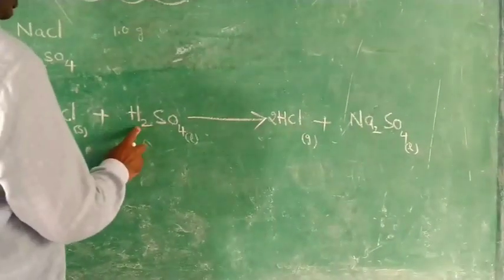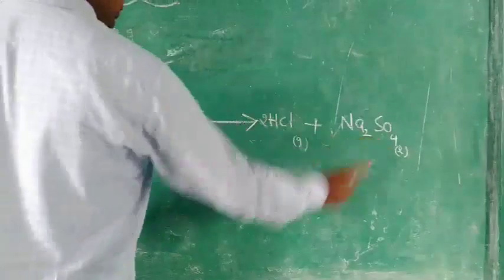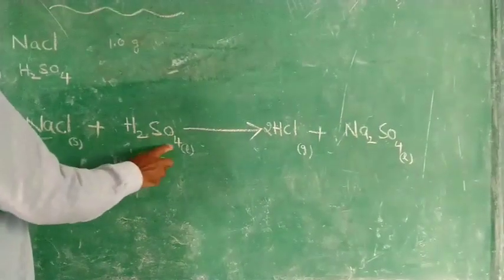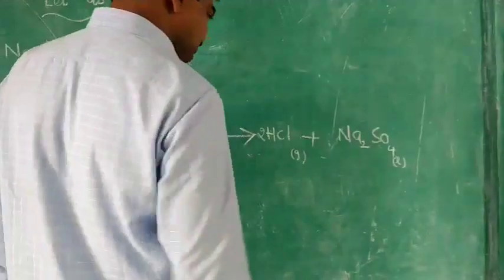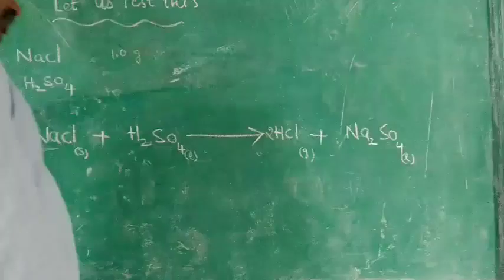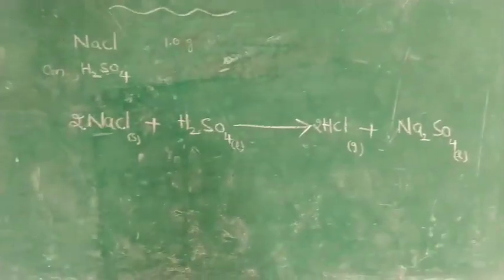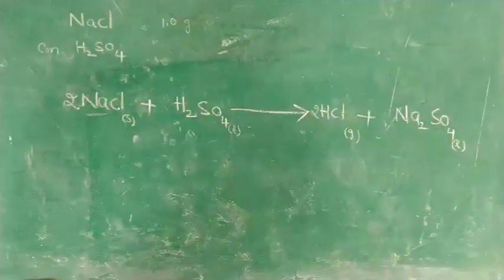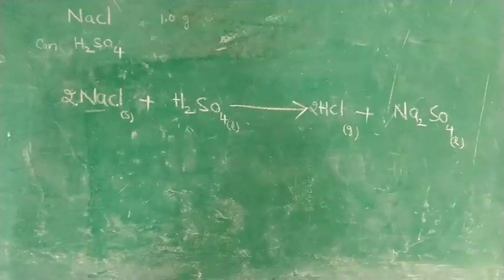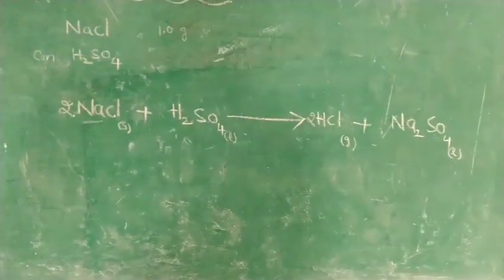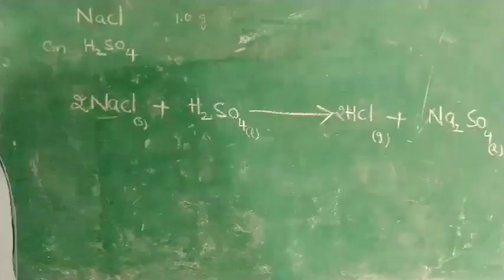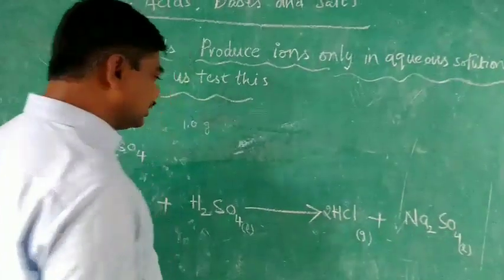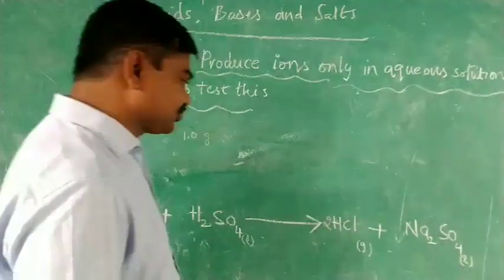Now how many hydrogens are here? 2 hydrogens here and 2 hydrogens there, so this is balanced. How many sulfates? SO4, only 1, that is sodium sulfate. Now it is a balanced equation. First you see the skeleton, next you write the physical states, next you balance the equation. After balancing, we see that sodium chloride reacts with concentrated sulfuric acid to give HCl gas and Na2SO4.